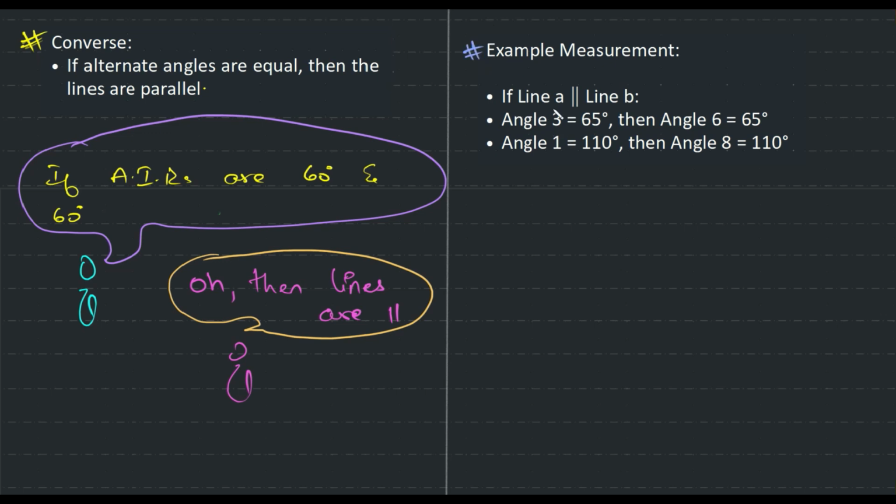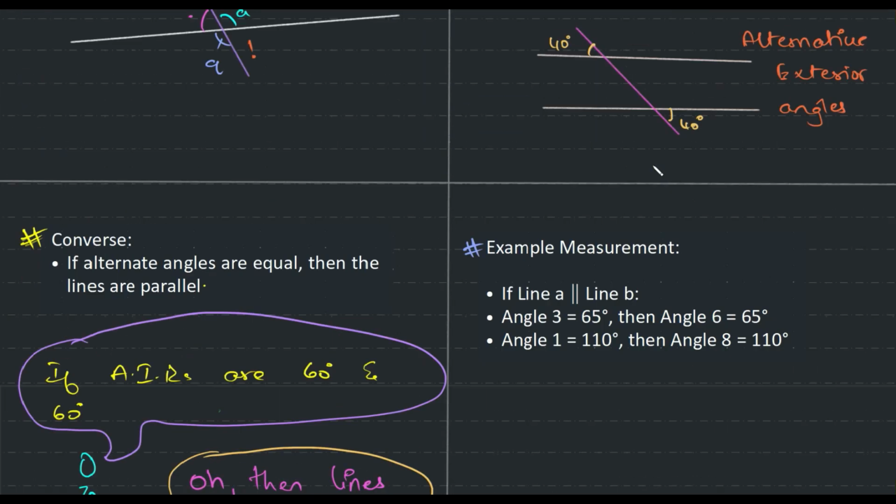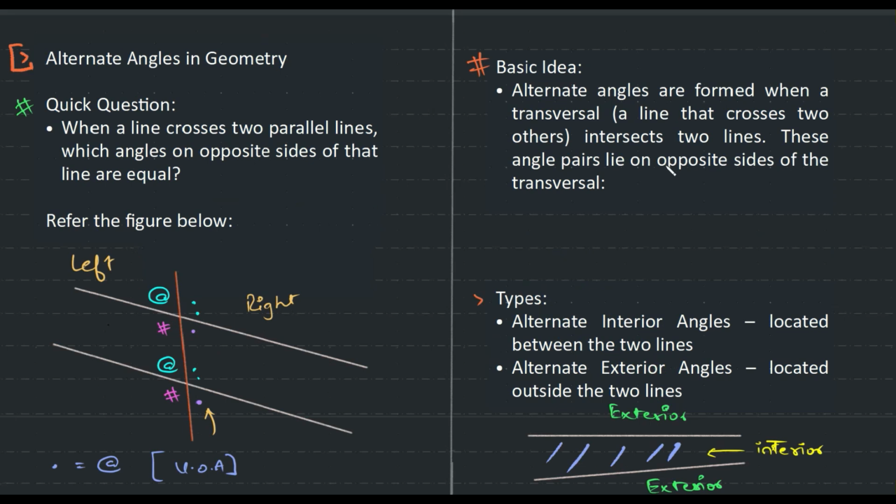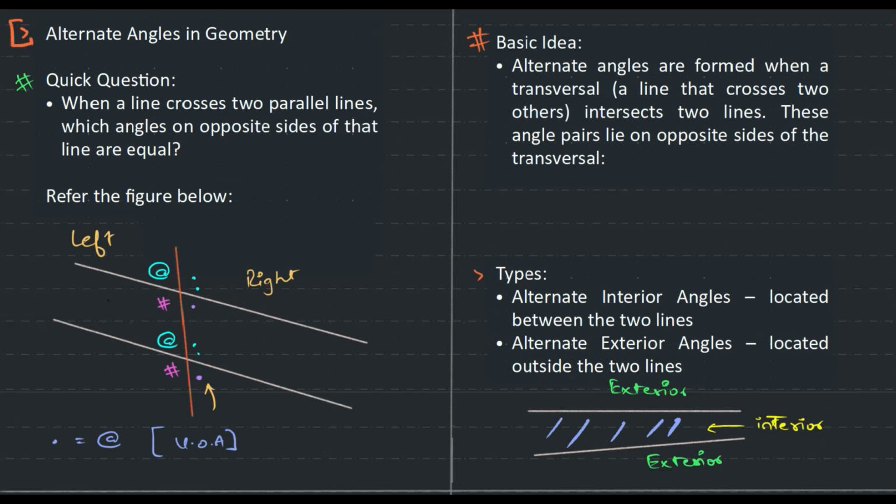Finally, if line A is parallel to line B, and angle 3 is 65 degrees, then angle 6 will be 65 degrees, and so on and so forth. So that you guys can think of. We have already done a few examples as well. Yeah, so that is your small introduction to alternate angles.